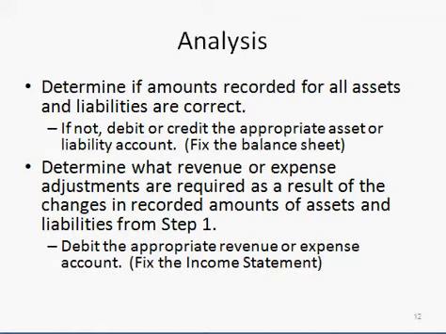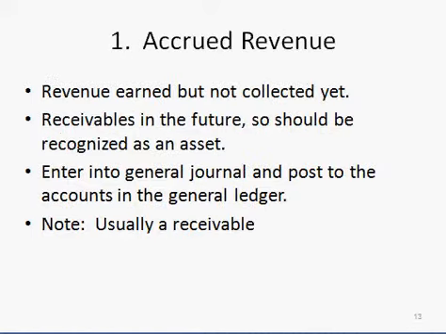So, again, you have to determine whether the amounts recorded for all assets and liabilities are correct. If not, you debit or credit the appropriate asset or liability account. Basically, you're fixing your balance sheet. Or you determine what revenue or expense adjustments are required as a result of changes in recorded amounts of assets and liabilities. Basically, we go back to step 1. So you debit or credit the appropriate revenue or expense account. Basically, what you're doing there is you're fixing the income statement.